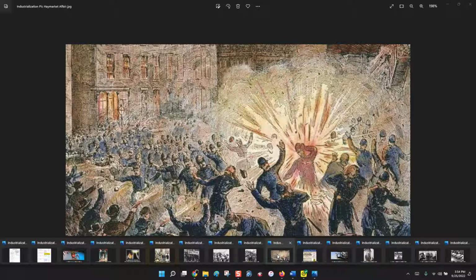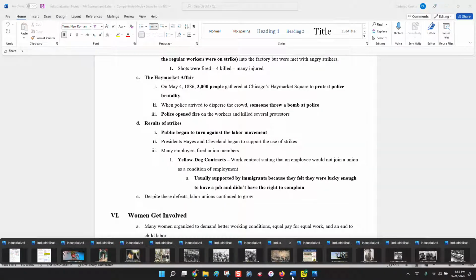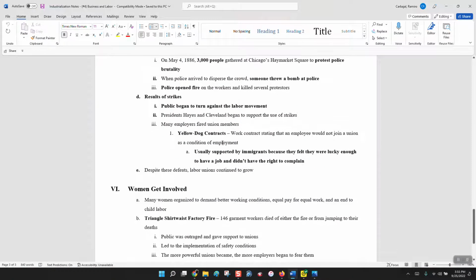But it was an example that was happening across the country, where these police were often being used by factory owners, and people got tired of it. In this particular case, they got violent once again. As a result of all this striking and the Haymarket Affair, the public began to turn against the unions a little bit in the beginning. They started feeling that you guys are just troublemakers and you're starting all these violent situations. But two different presidents back to back, President Hayes and President Cleveland, both started to support the use of strikes and the unions. And it's going to lead to a lot of improvements and a lot of wins by the unions.